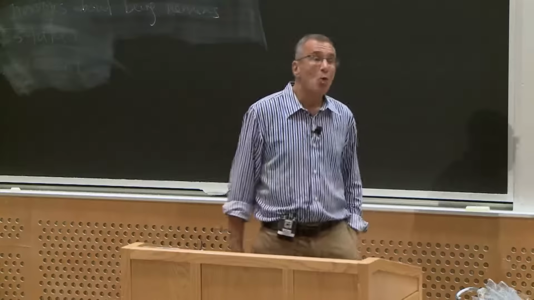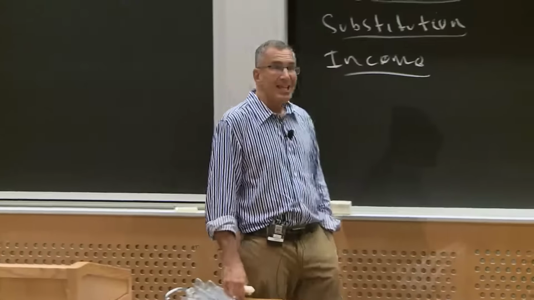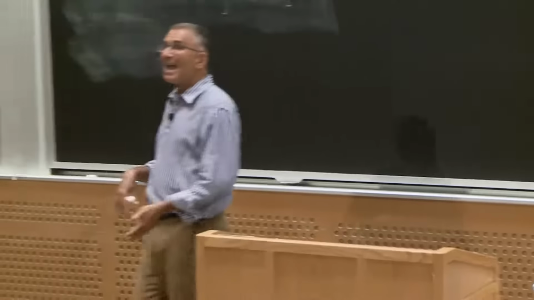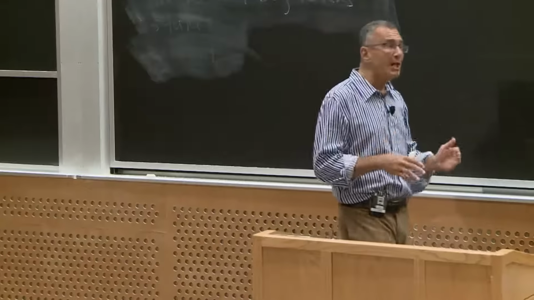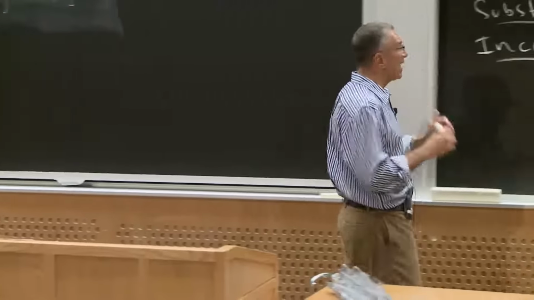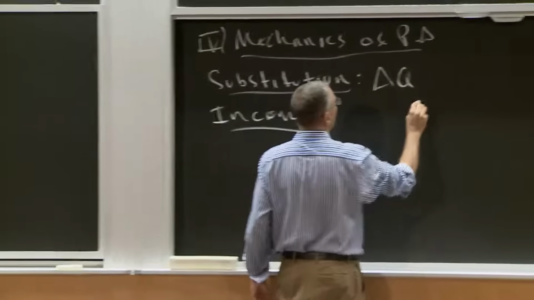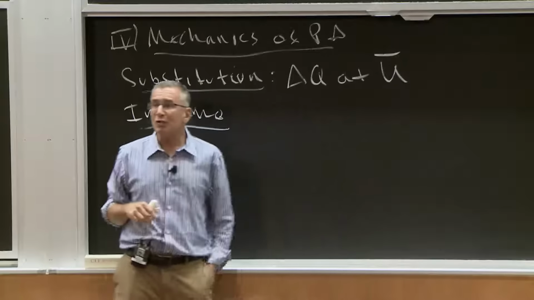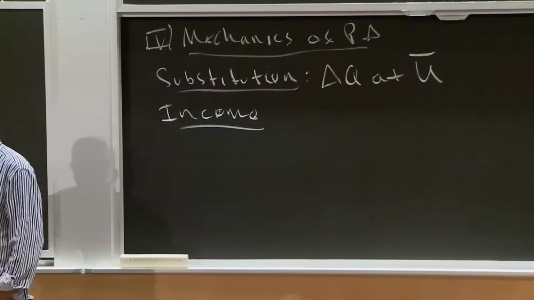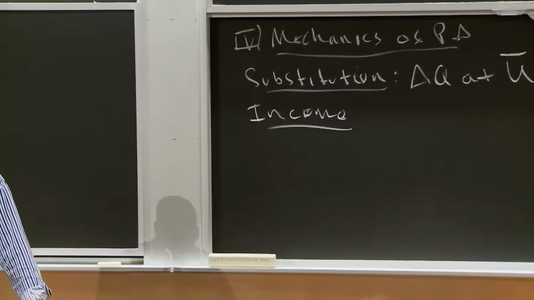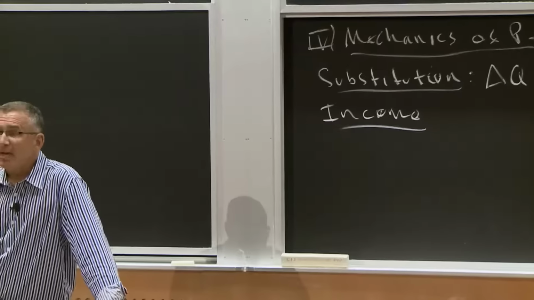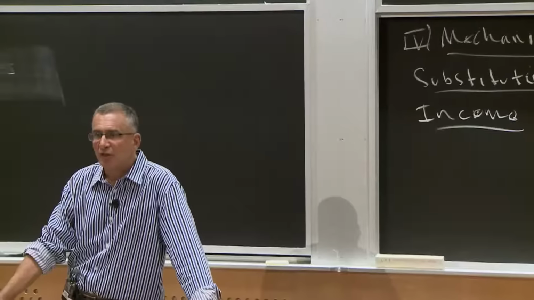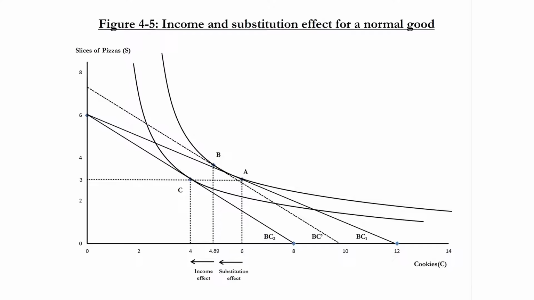How do we measure these? Well, the way we do it graphically is we say the substitution effect is technically defined as the change in the quantity purchased holding utility constant. So it's delta Q at U bar. Holding your utility constant, how would you change your mix of goods? How do we measure that? We measure it by drawing an imaginary budget constraint, BC prime. This isn't a real budget constraint, it's imaginary. And we find the point.